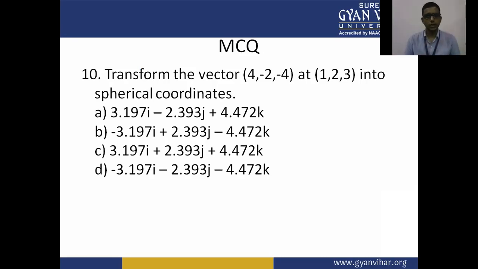So this is a transformation based question. The vector at 1, 2, 3 is given as 4, minus 2, minus 4, and you have to convert this vector into the spherical coordinate system.